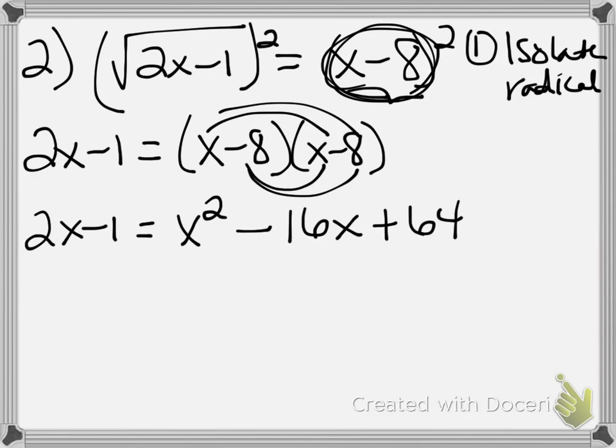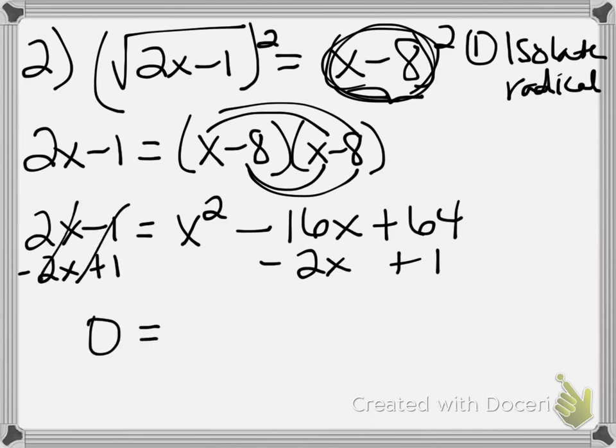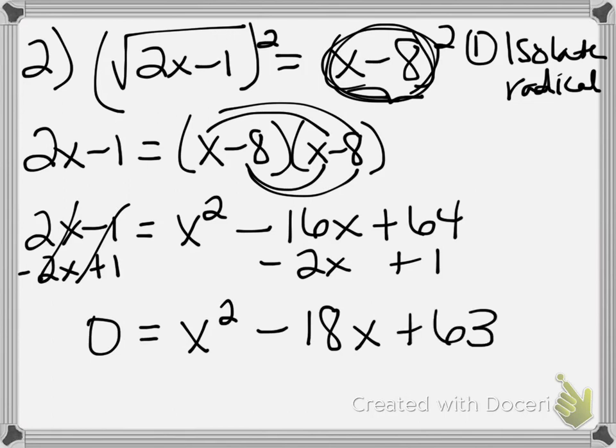So now what I notice is that I have an x squared. Anytime I see an x squared, we need to make sure to move everything to one side of the equation and have it set equal to 0. So what that means is I'm going to move this 2x and I'm going to move the 1 over. So that way I have a 0 here. So then I get x squared minus 18x plus 63. So, I lied, sorry, that's 65.